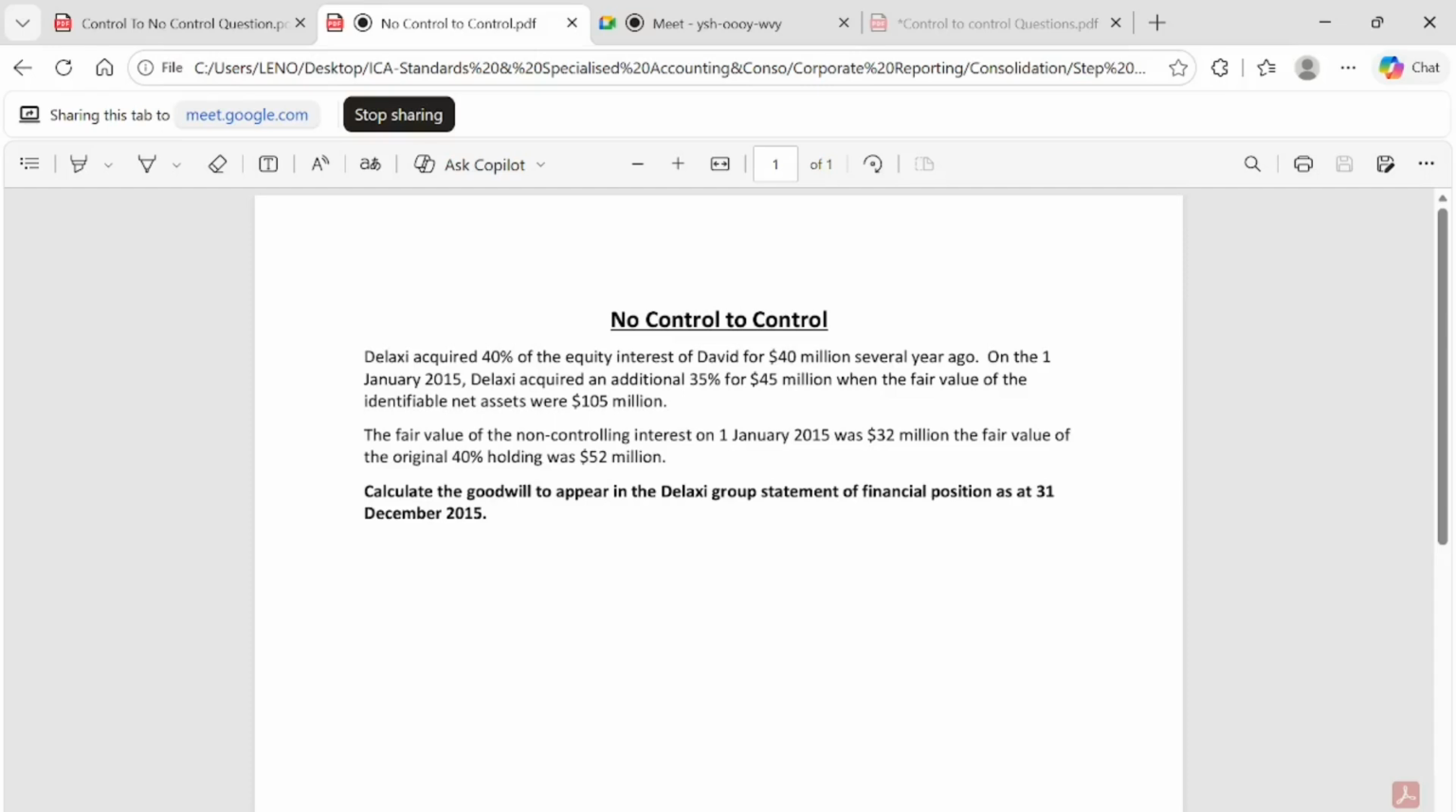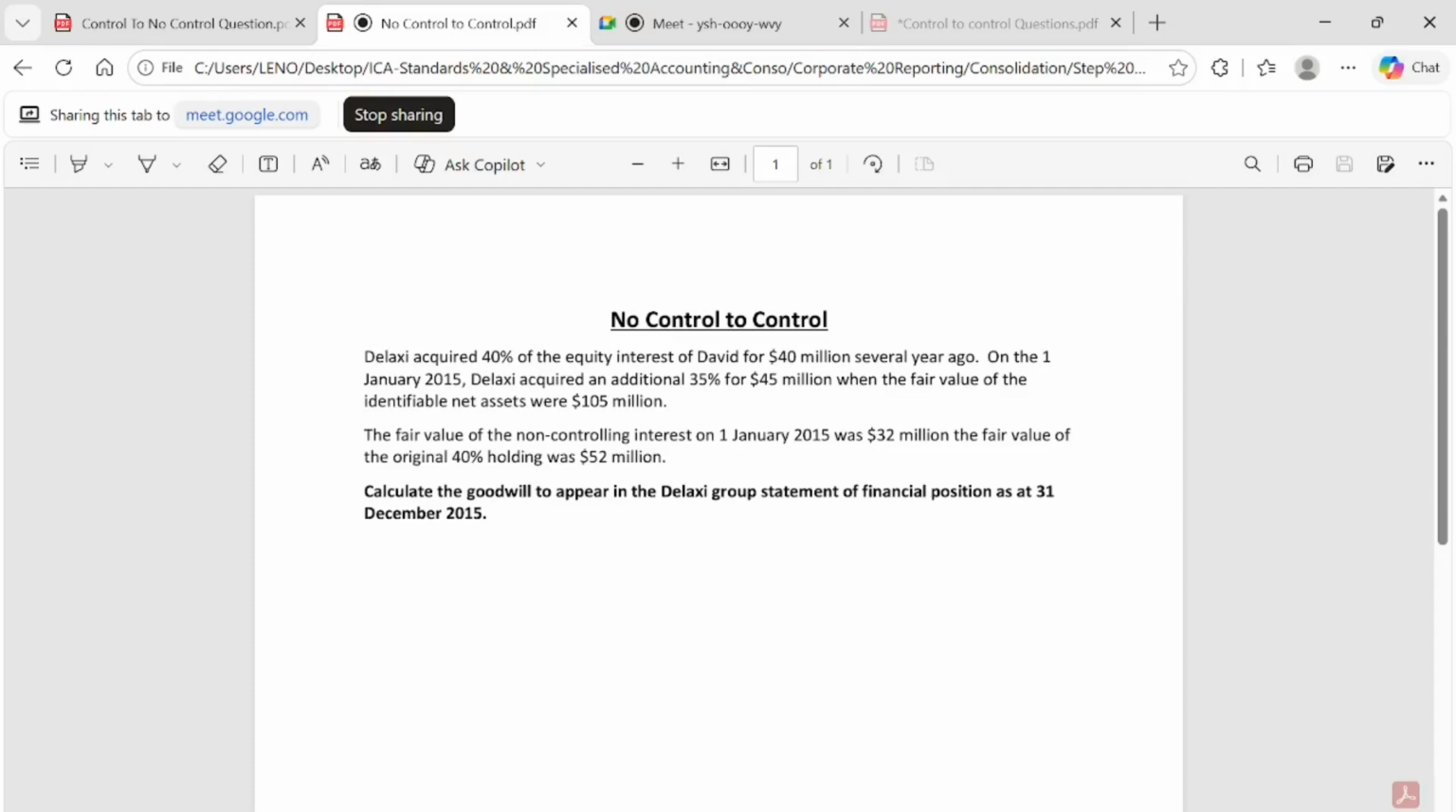And on the 1st January 2015, Delasi acquired an additional 35% for 45 million. Do you understand? This is an additional investment. Now the fair value of identifiable net assets was 150 million. This is the net asset at acquisition.